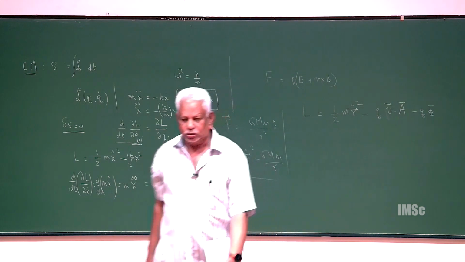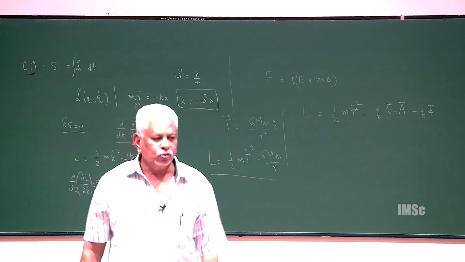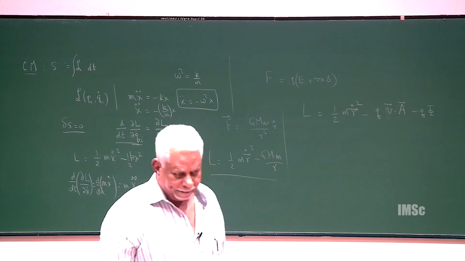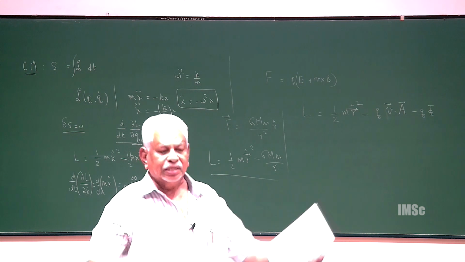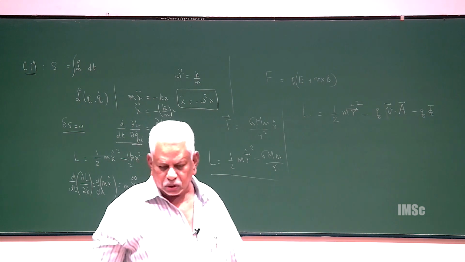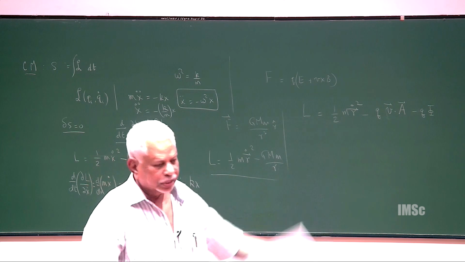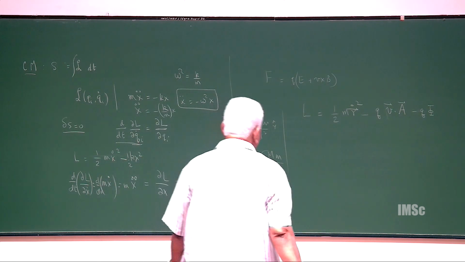I have introduced two functions, phi and A, and for the benefit of the analysis, I have assumed the electric field is independent of time, and the magnetic field is also independent of time. Okay. Now, what is this A?